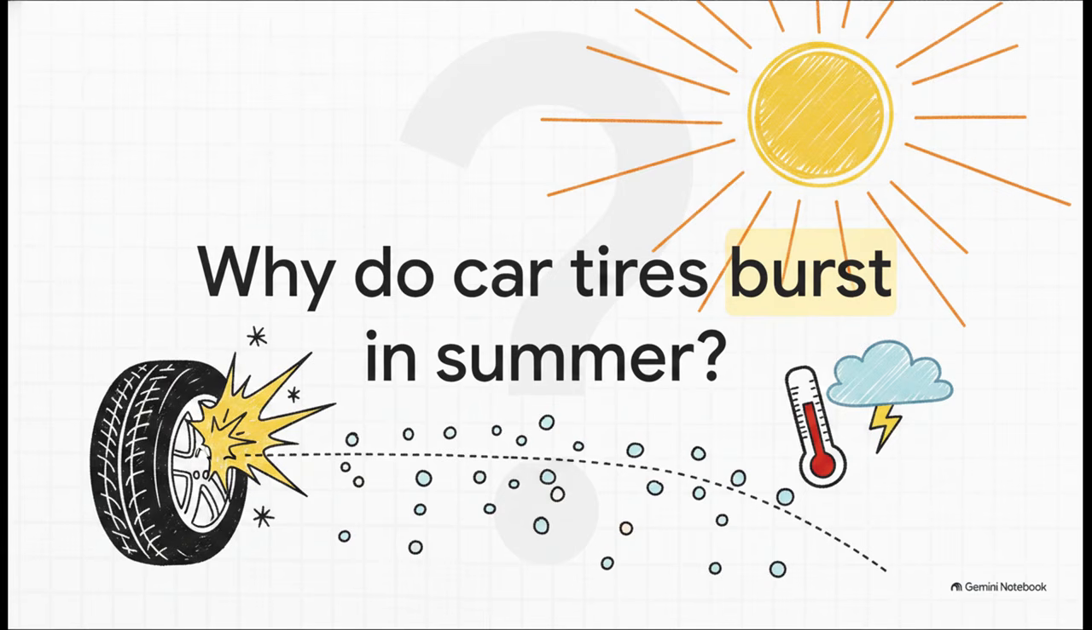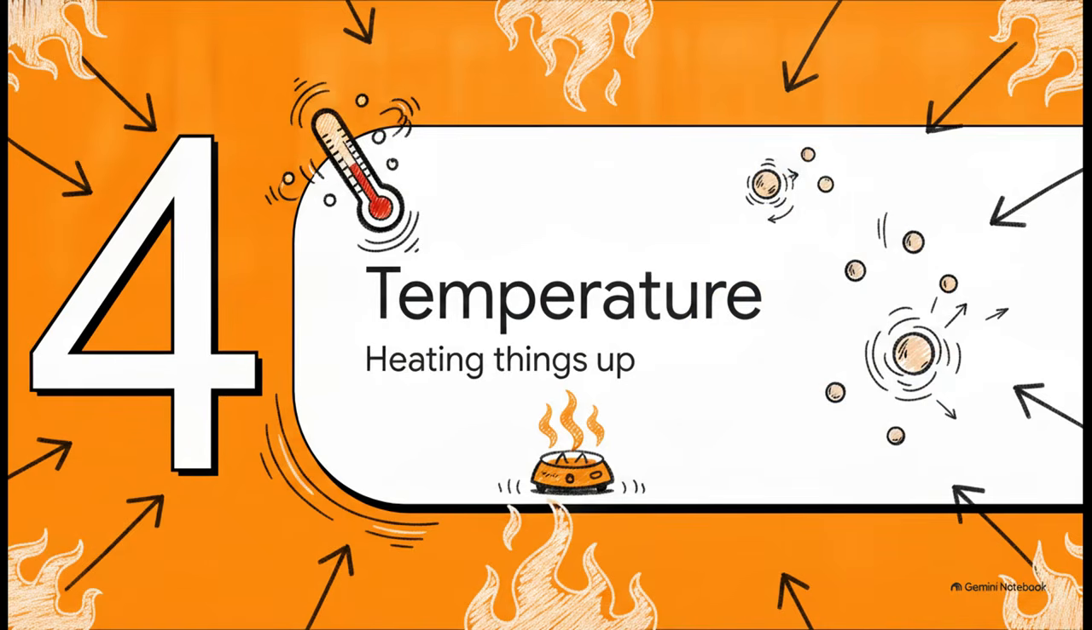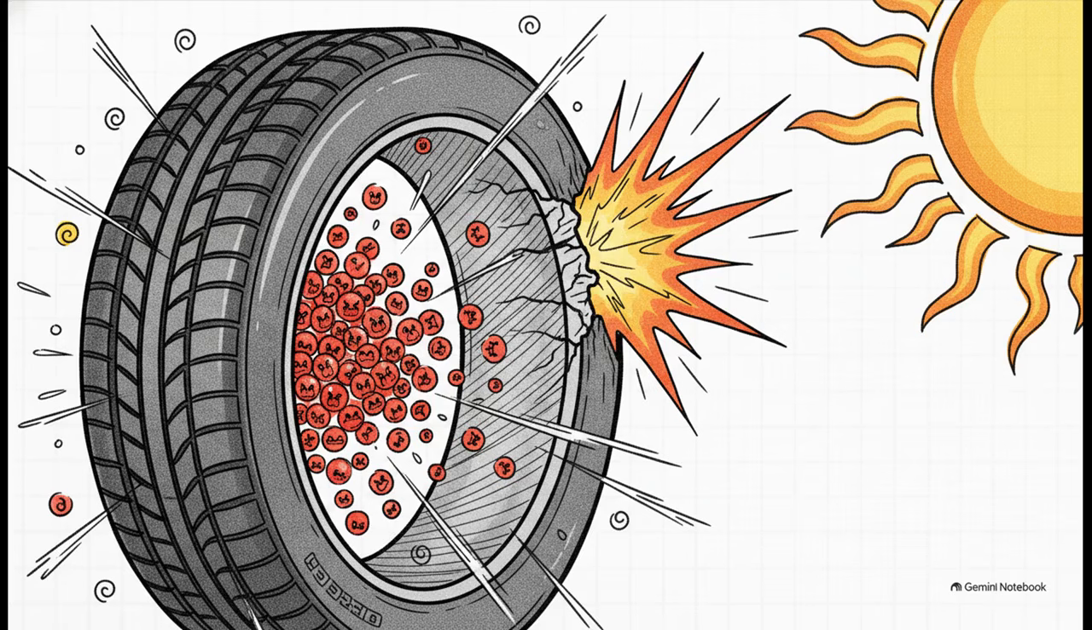To answer this, we have to connect pressure with another major concept. Let's zoom out to another branch on our map. Section 4, temperature and kinetic energy, heating things up. It all boils down to this. Temperature is directly proportional to average kinetic energy. If you add heat, the particles move faster. It's a direct, undeniable link.